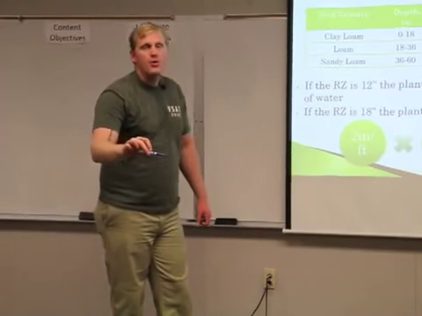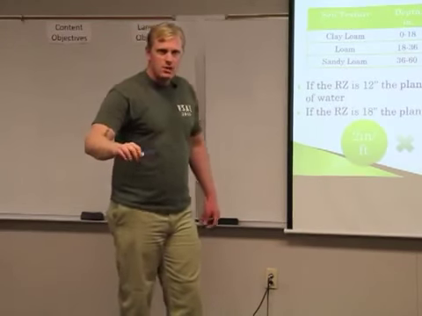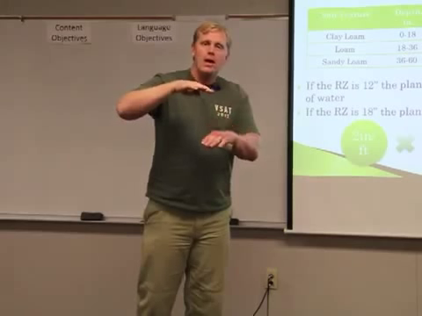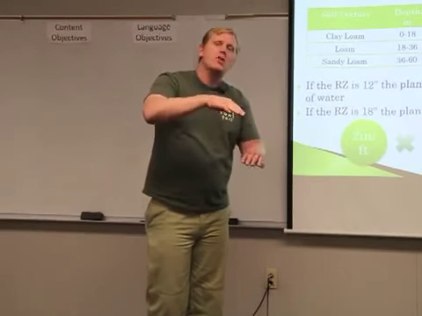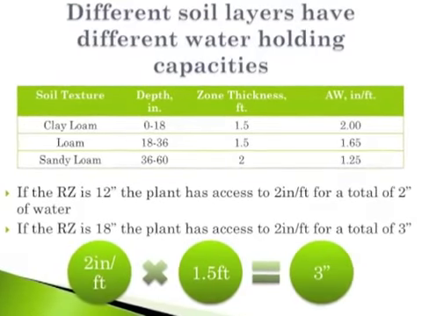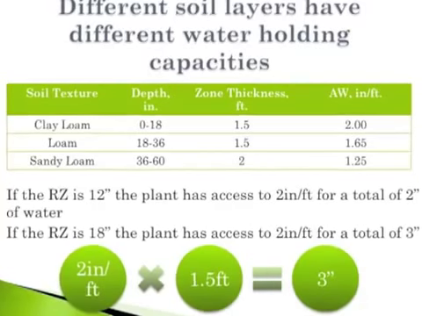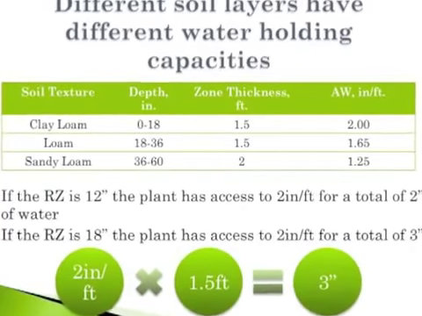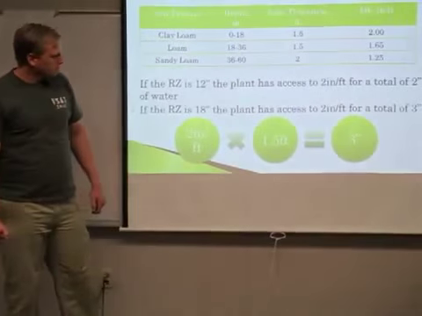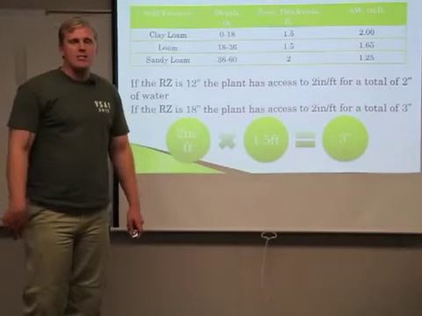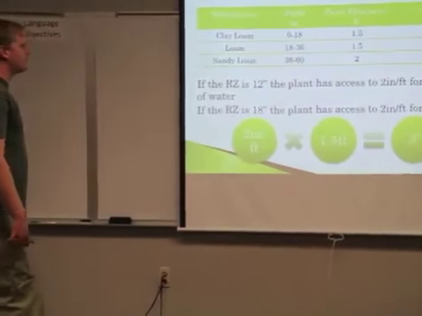goes down to 36 inches, which means that layer of soil, the loam layer, is 18 inches deep, and that 18-inch deep layer starts below the clay loam soil, so it starts 18 inches down, goes 36 inches down for a total of 18 inches thick. And that zone thickness, as you see expressed here, 18 inches, is 1.5 feet. And that loam has a capacity of 1.65 inches per foot in available water.